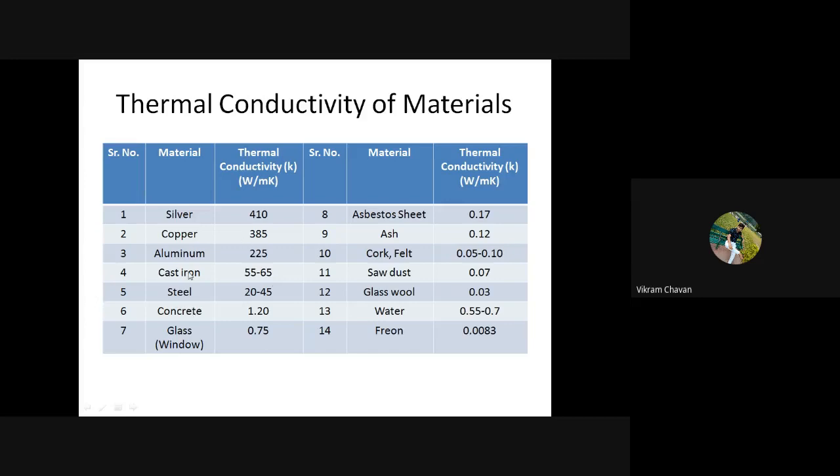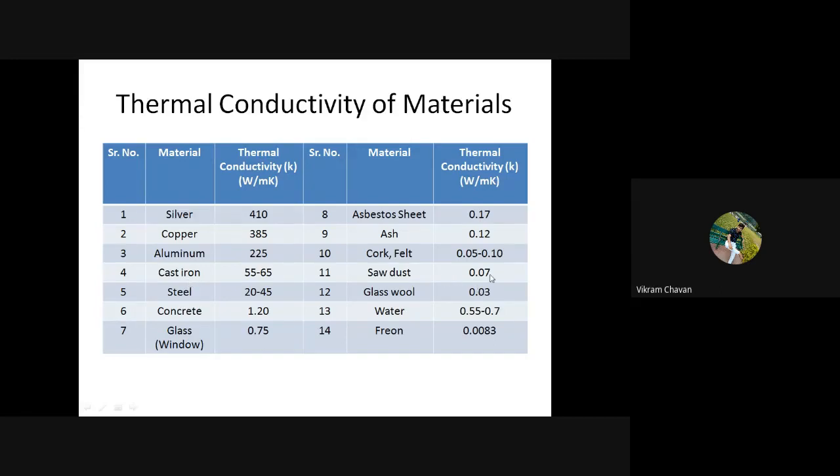If you compare these two, cast iron is a base metal and steel is an alloying metal, or alloying product. Cast iron has a thermal conductivity in the range of 55 to 65, whereas the alloying material, steel, has a thermal conductivity in the range of 20 to 45, which is less than the base metal. The alloying metal has a thermal conductivity less than the base metal.